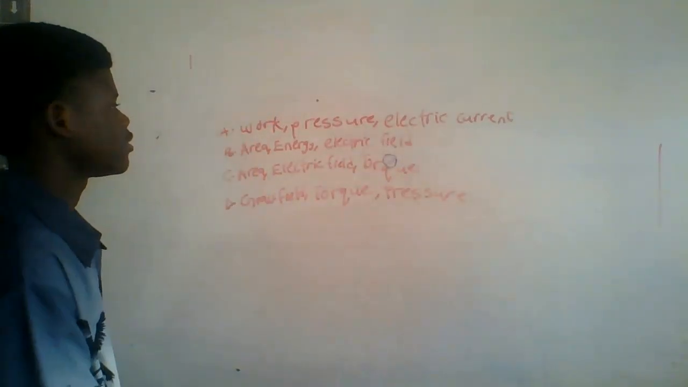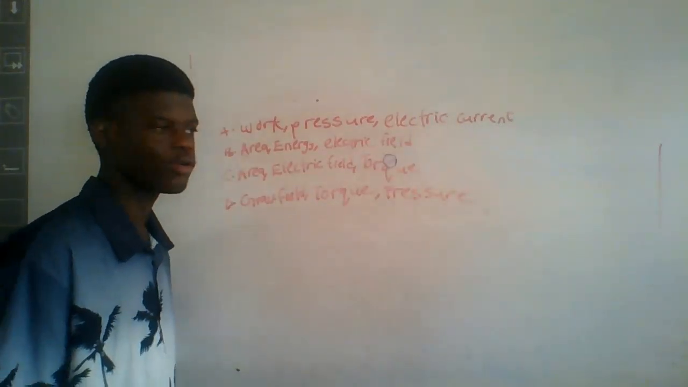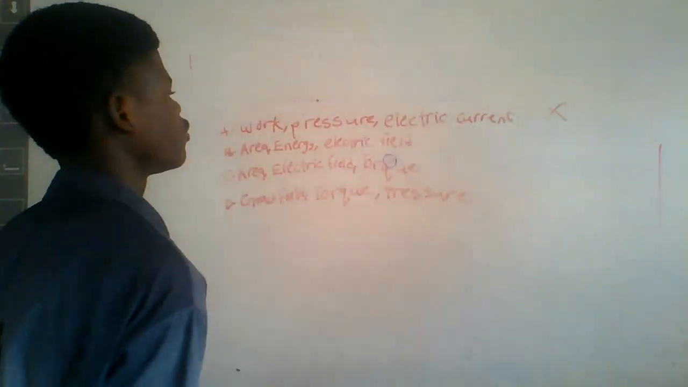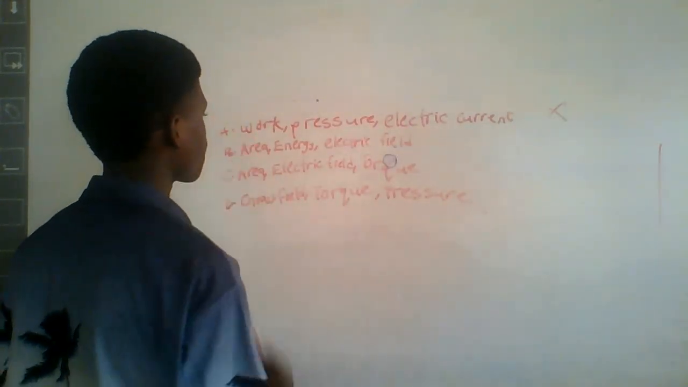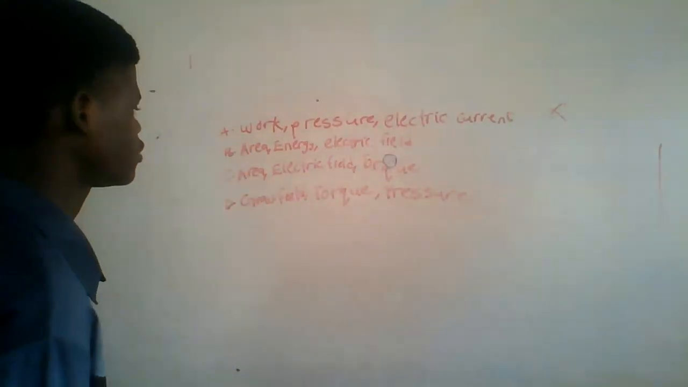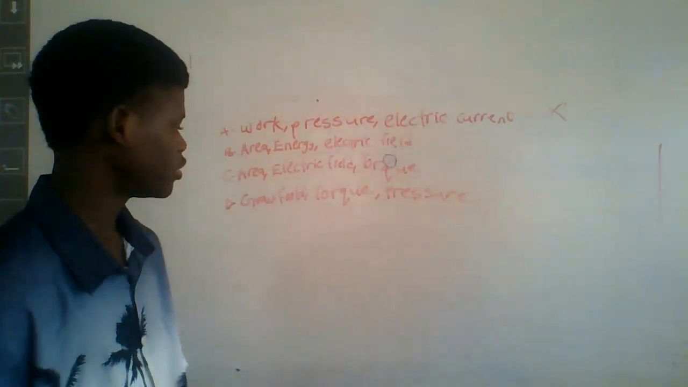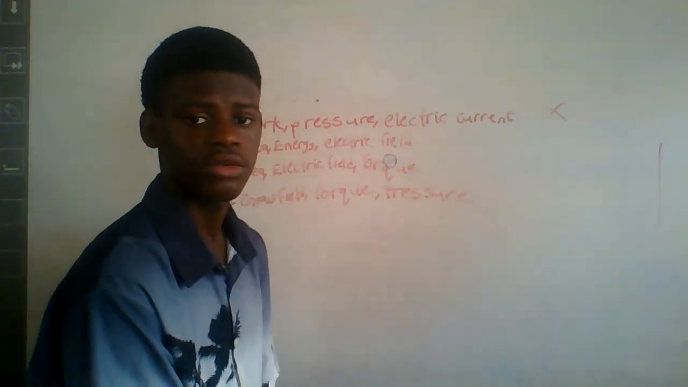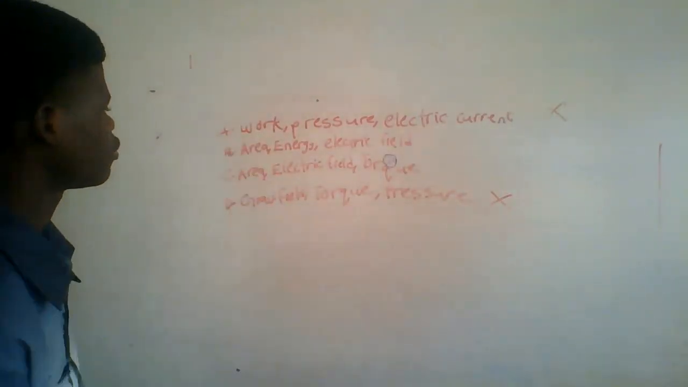So let's look at these options. Option A, work. Work is a scalar quantity. So option A automatically fails. Pressure also is a scalar quantity. Electric current also is a scalar quantity. So area here, okay, come back to this. We come back to option B and option C, there's something I want to explain. Let's look at option D. Gravitational field. Anything field is a vector quantity. Yes. Torque, vector. Yes. Pressure, scalar. So this is out.